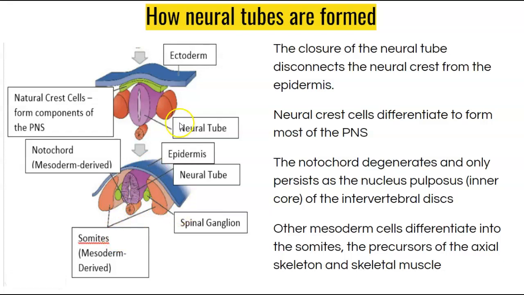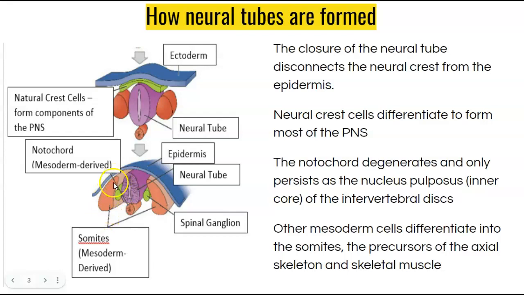And then the mesoderm, which are these red egg-shaped things in this picture, will differentiate into somites. This is how you spell somites. It is showing up with the red line, but it is how you spell it. They will differentiate into somites, which are the precursors of the axial skeleton and skeletal muscle system.